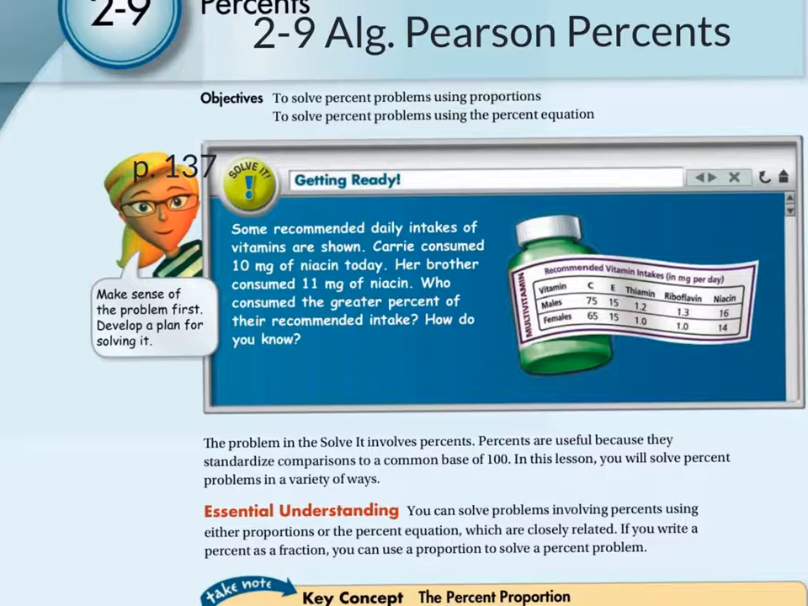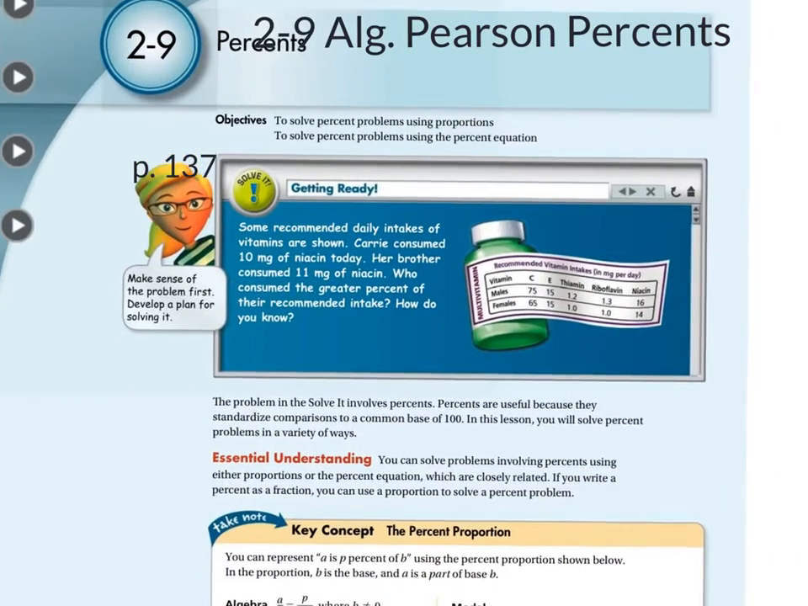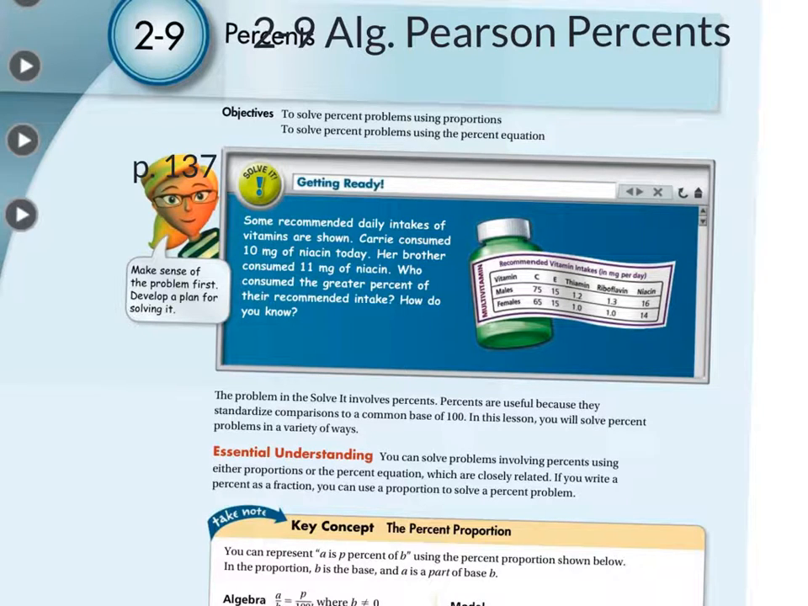Carrie consumed 10 milligrams of niacin today. Her brother consumed 11 milligrams. Who consumed the greater percent of the recommended intake, and how do you know? So there are different recommended amounts for males and females for some of these things they've got listed here.